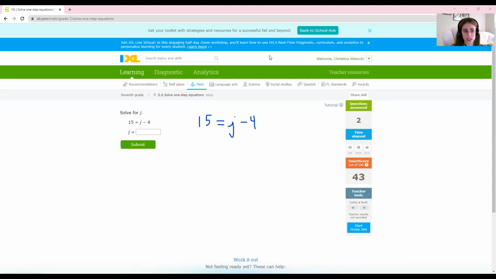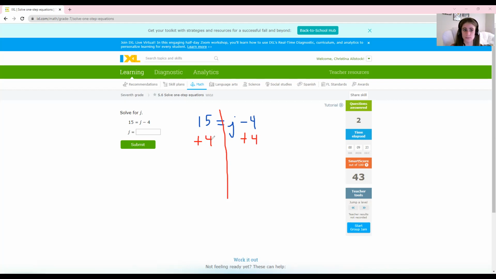Once again, I'm going to draw a line down the middle of the equal sign so I can see the difference between my two sides. I want to find what J is. Well, on the same side of my equation as J, I have a minus 4. That needs to be moved. We always do inverse operations when we're taking something to the other side of the equation. What is the inverse of subtracting? Adding. We are going to add 4 to both sides of the equation.